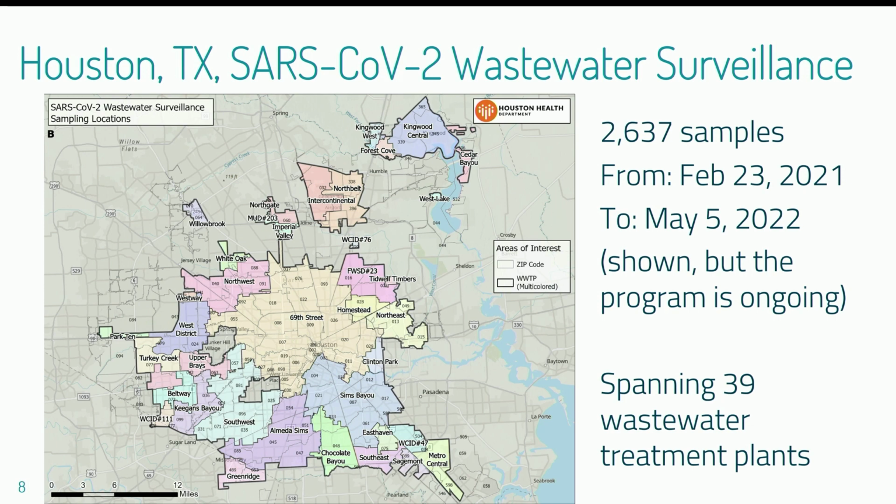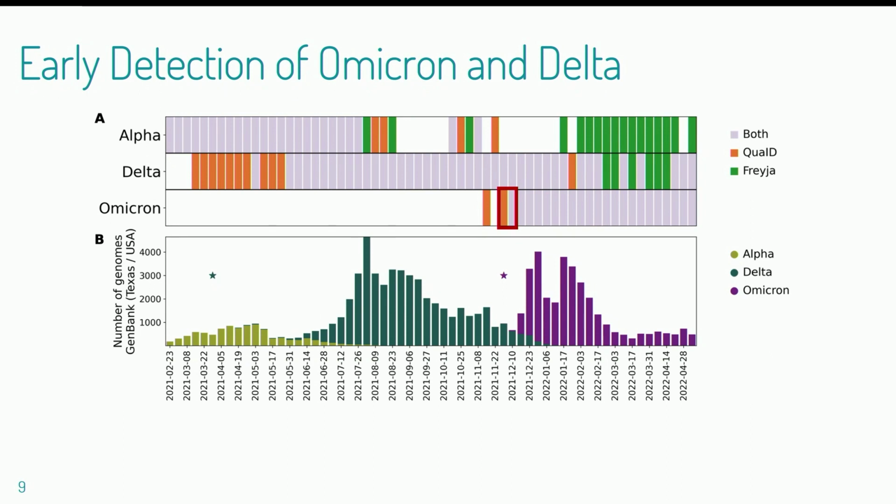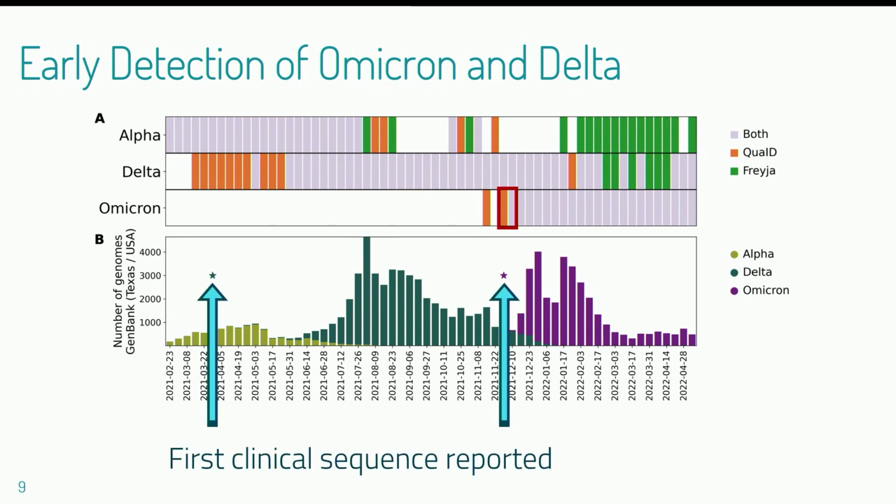So it's a map of Houston. We have these 39 wastewater treatment plants that provide us with the data. And I mentioned earlier that one of the big advantages is we get something earlier than the clinical signal. So these stars over here show when the first clinical sequence for this variant was deposited for Texas in general. So the bottom stars are not even Houston specific. And what you can see, we were detecting said variant up to 2 weeks earlier.